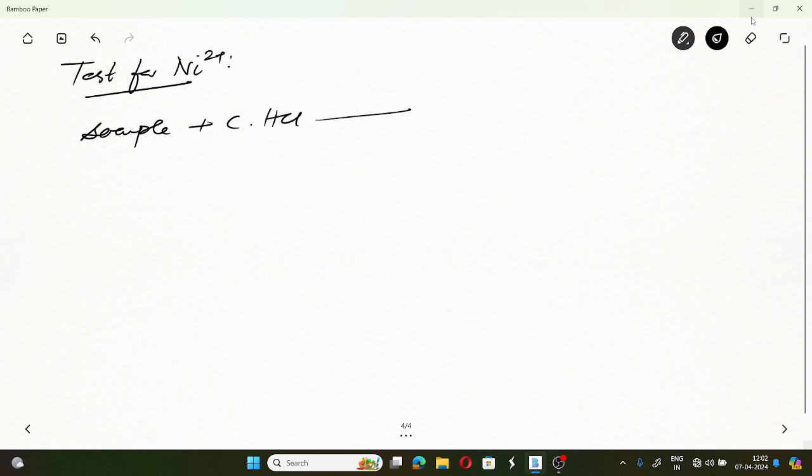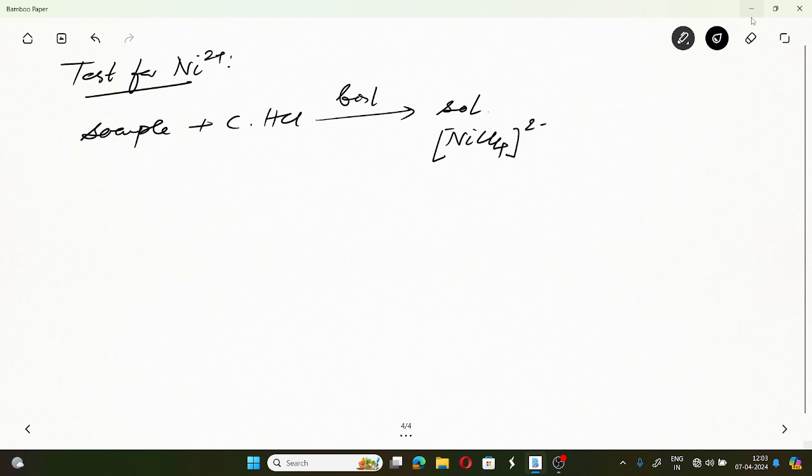Next we shall perform the test for nickel 2+. Sample: you dissolve this in concentrated HCl, if required, boil. When you are dissolving Ni in concentrated HCl, what will happen? This will be converted to NiCl4 2-, isn't it? In presence of concentrated HCl.